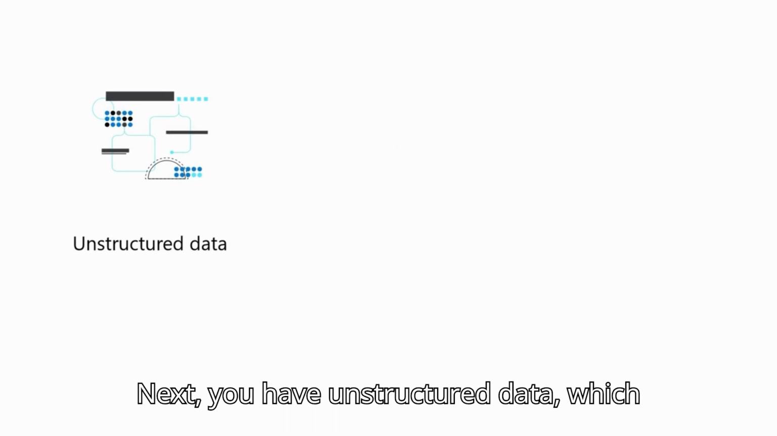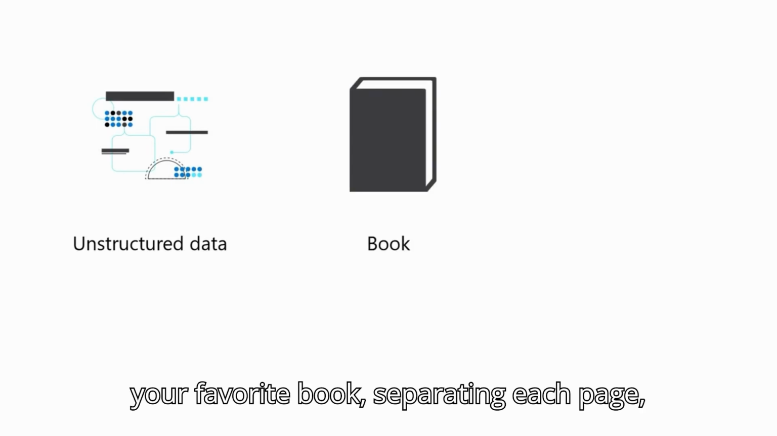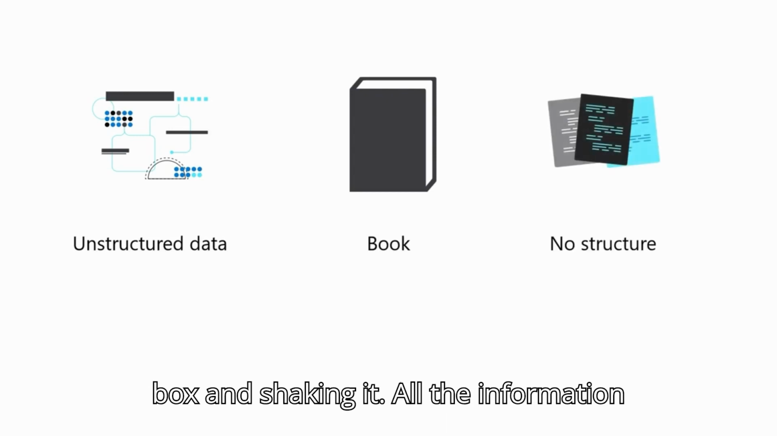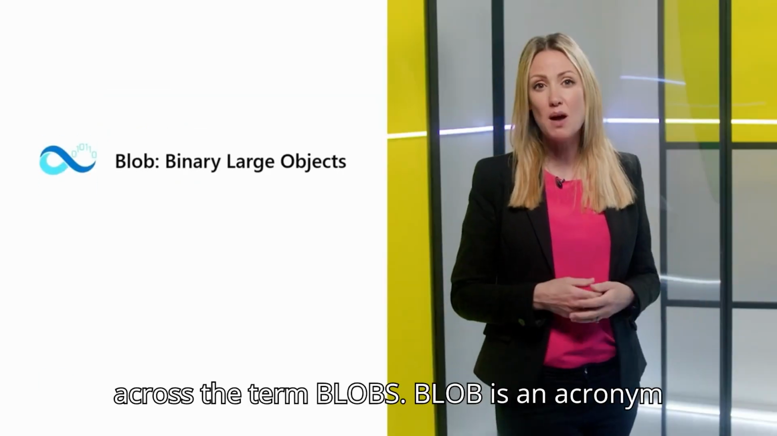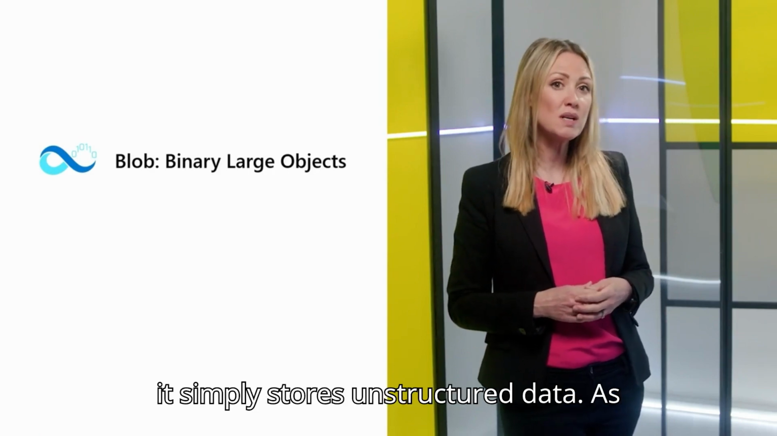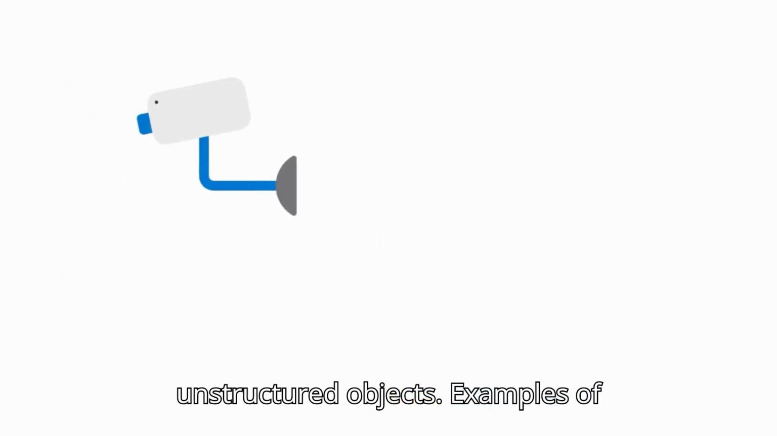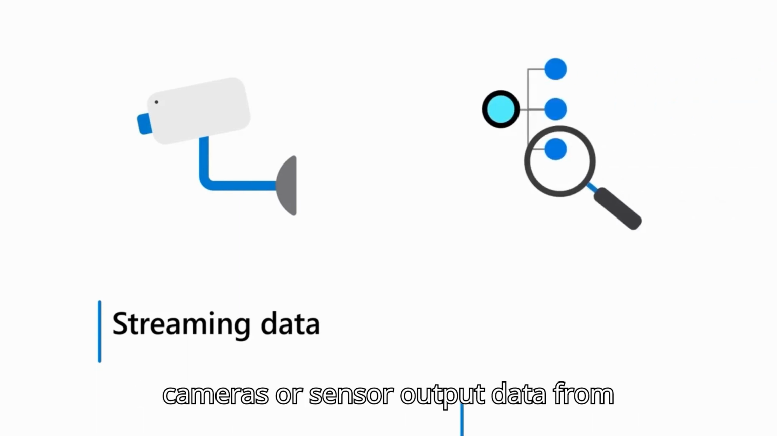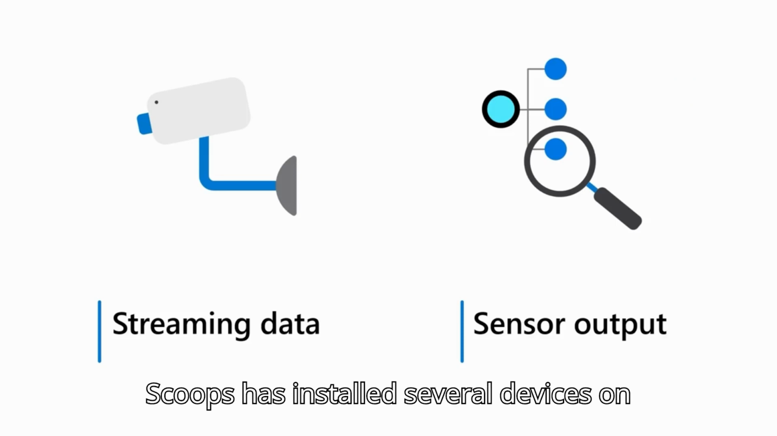Next, you have unstructured data, which is less organized with no clear path for searching or filtering. Imagine taking your favorite book, separating each page, then placing the individual pages into a box and shaking it. All the information is still there, but there is no structure in how it is saved. You may have come across the term blobs. Blob is an acronym that stands for binary large objects, and it simply stores unstructured data. As the name suggests, it stores large unstructured objects. Examples of unstructured data that a company may keep include streaming data from the security cameras or sensor output data from on-premises devices. Imagine that Sam Scoops has installed several devices on the premises.